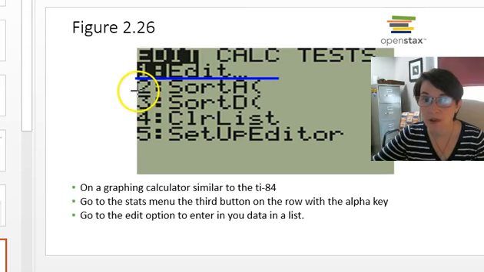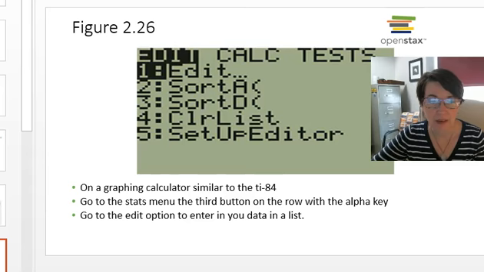And if we wanted to sort it for finding mean and mode, we would sort it ascending, that's what the A means, from smallest to largest, or we could do largest to smallest. We can also clear the list if we want to start with new data, but that is what is involved in that edit menu, and that's where we want to go to enter our data.